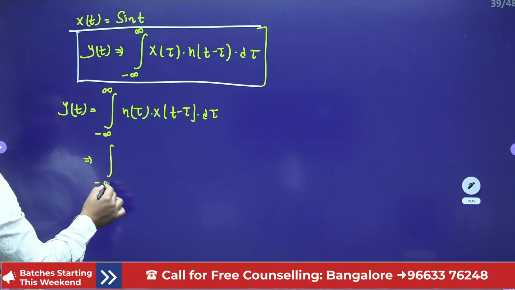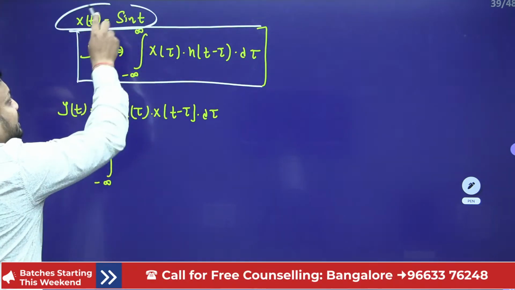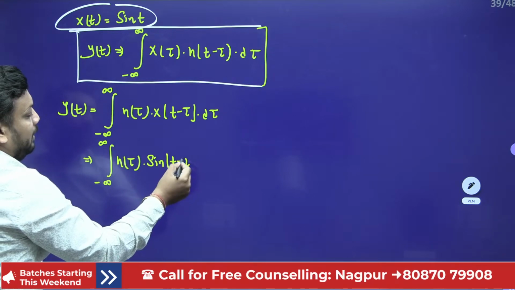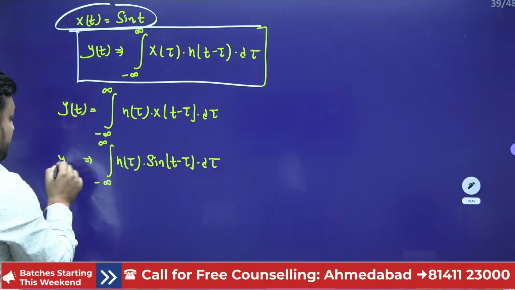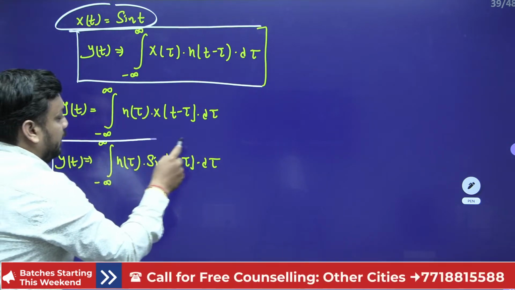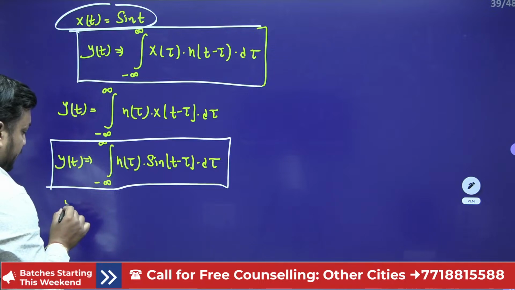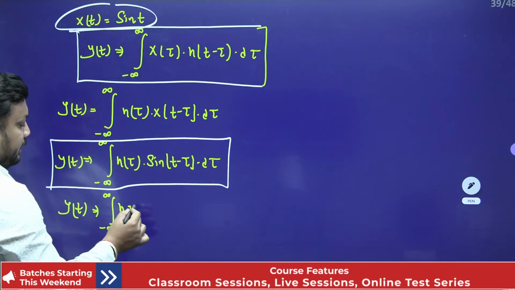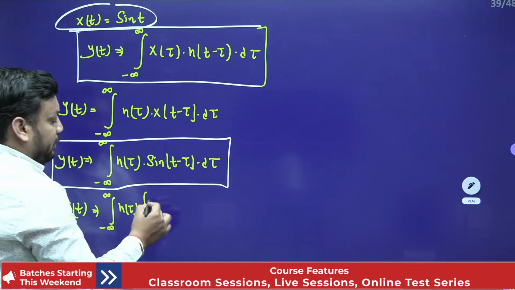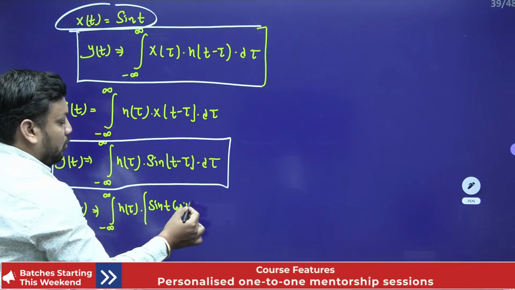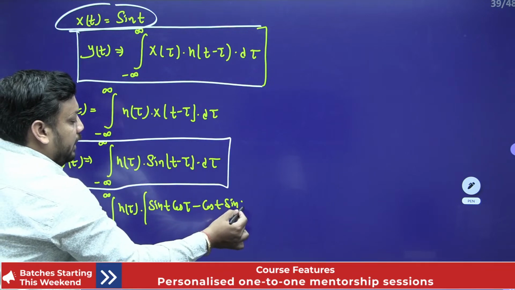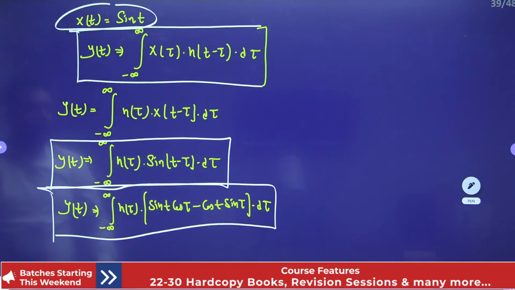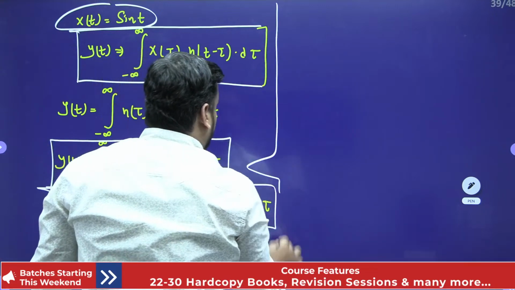So now I am applying this, because this time I am checking for the input x(t) as sin t. This time h(tau) will remain as it is, and you will get sin(t minus tau) d tau. This is my y(t), guys. So now ultimately what will you get as y(t)? The integral from minus infinity to infinity of h(tau) into, when you open the bracket, sin(a minus b), so you will get sin t cos tau minus cos t sin tau, d tau. This is the equation of y(t) you will get. Now finally, if I open the bracket, what will you get?